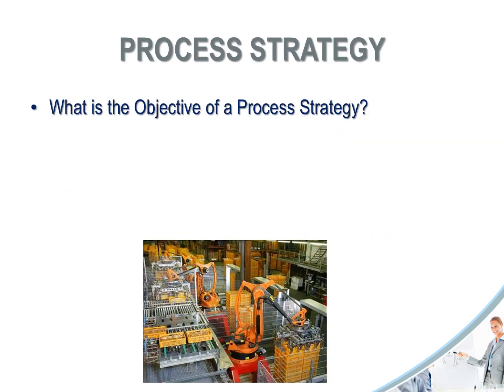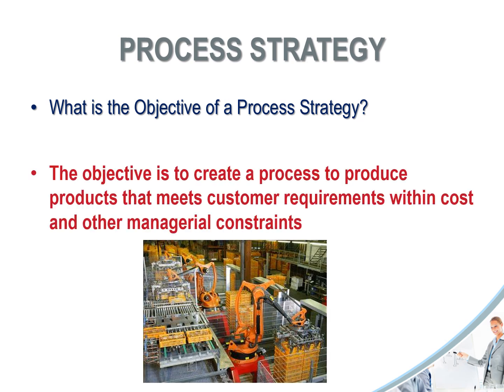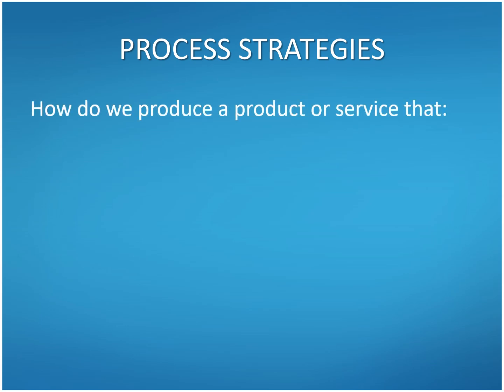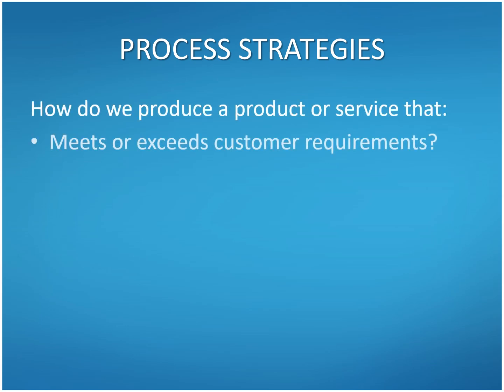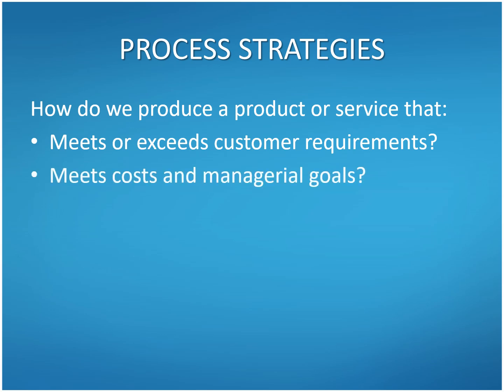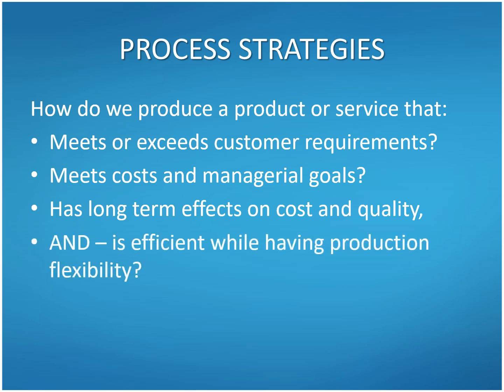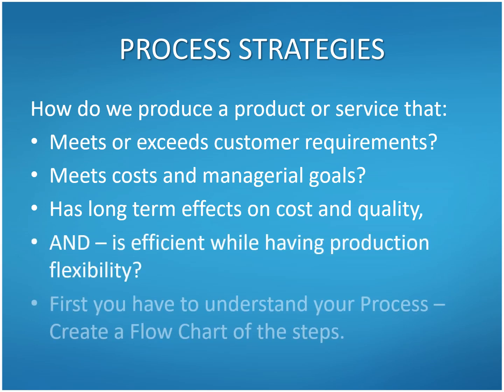So what is the objective of a process strategy? It's to create a process to produce products that meet customer requirements or exceed, I'm going to add, within cost or other managerial constraints. How do we produce a product or service that meets or exceeds the customer requirements, meets cost and managerial goals, has a long-term effect on cost and quality, and is efficient while having production flexibility?